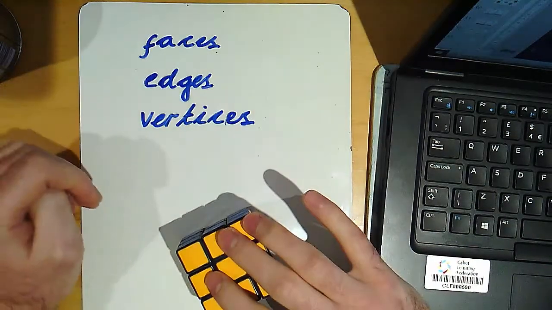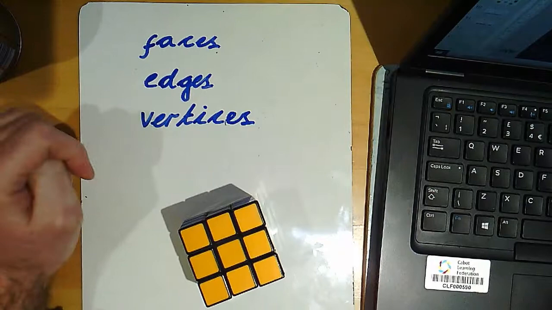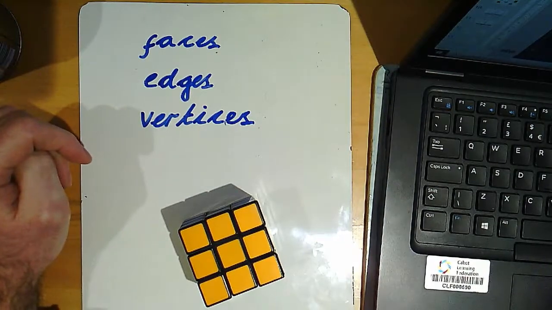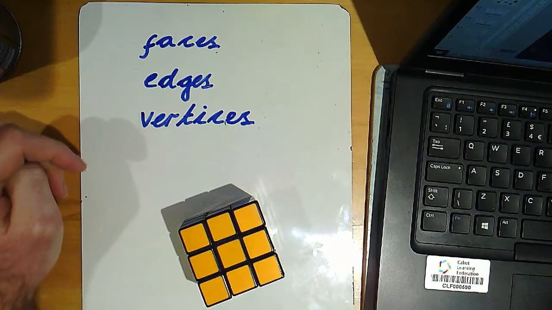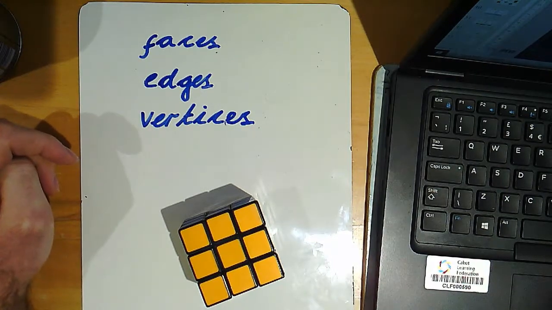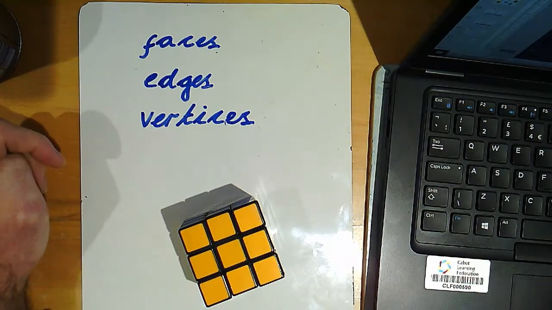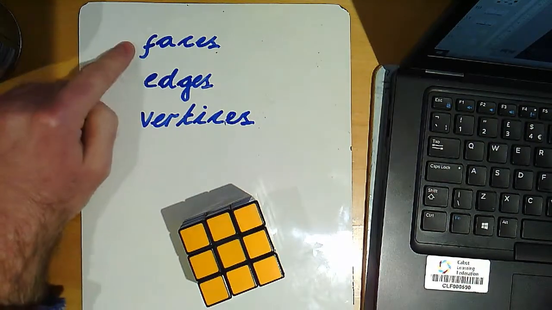Okay, so today we're going to think about some of the properties of 3D shapes that we need to know about. Now, properties are characteristics or things that 3D shapes have that we can use to identify them. So the first property I want us to think about is faces.